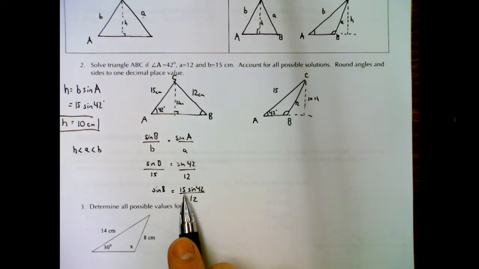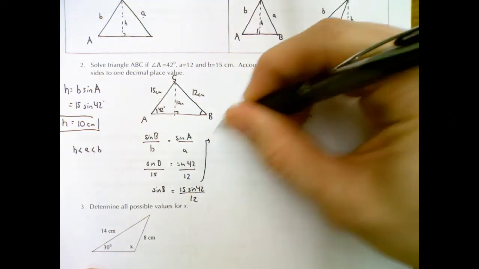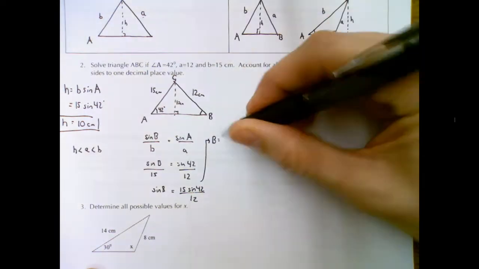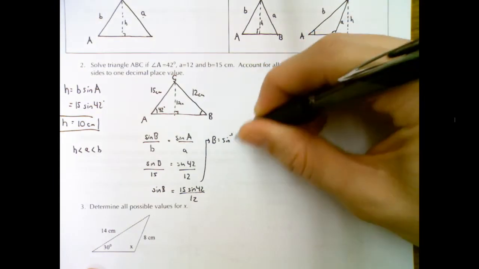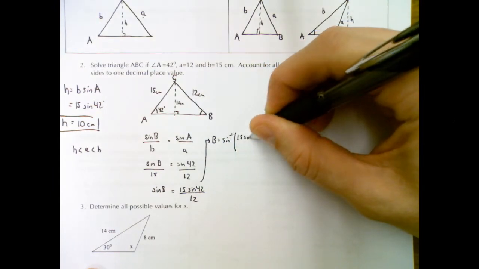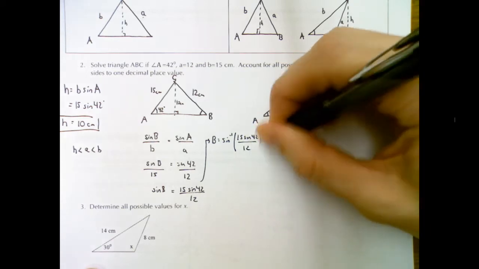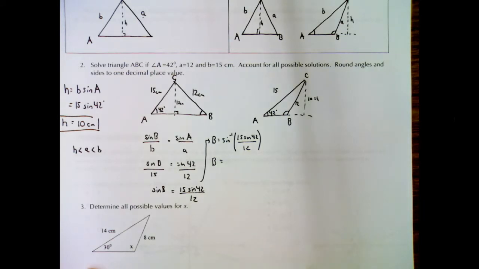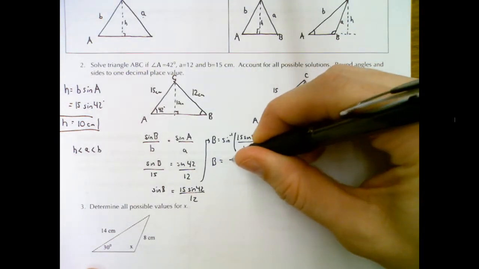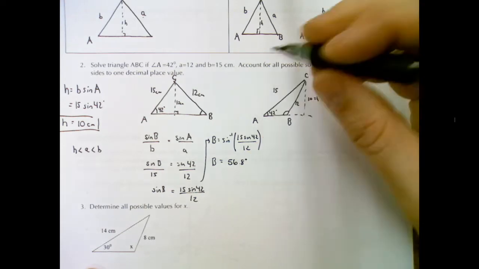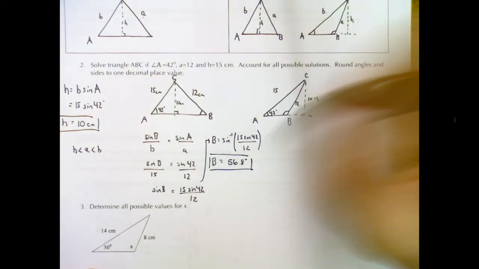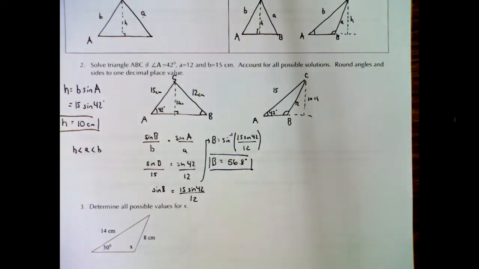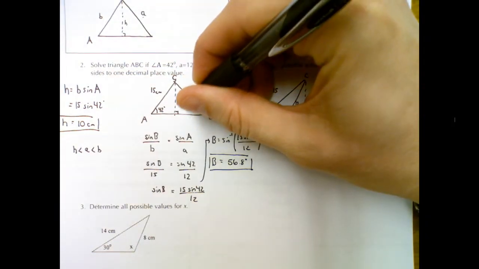And you could find the ratio first, but then you have to round. So what I'm going to suggest is instead, you get used to typing the whole thing in your calculator. Sine inverse of 15 sine 42 over 12. But you're going to find what works best for you, and maybe breaking it down step by step works best. But either way, we need to be able to come up with an answer of 56.8 degrees. That's our B. So that's one of the angles.